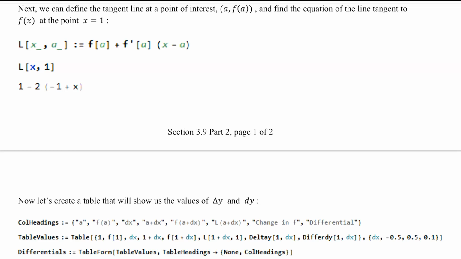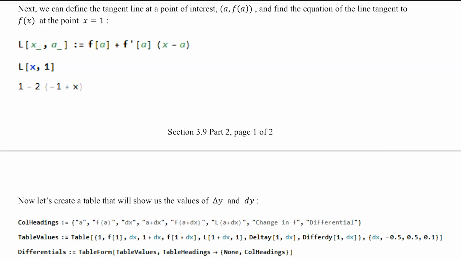Now we can also define the tangent line in Mathematica. That's this capital L function that's defined on the page here. And again, if you haven't already, I would encourage you to pause the video and actually do this in Mathematica. So we have our point of interest, the tangent point at a comma f of a, and we already defined f of x above to be x minus 2 quantity squared.